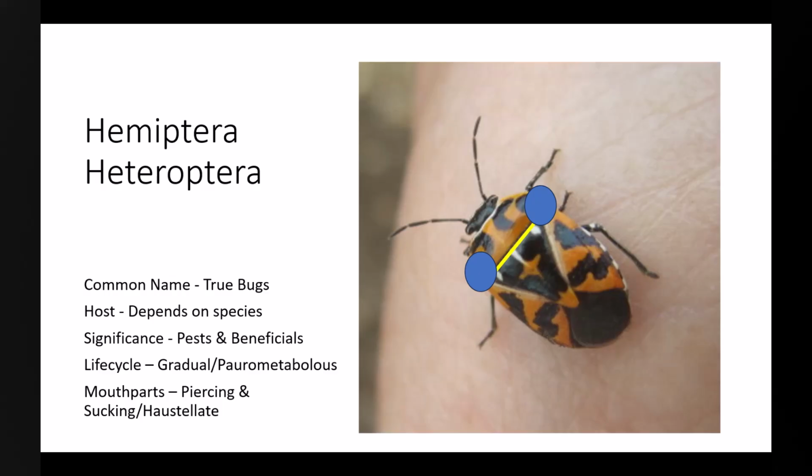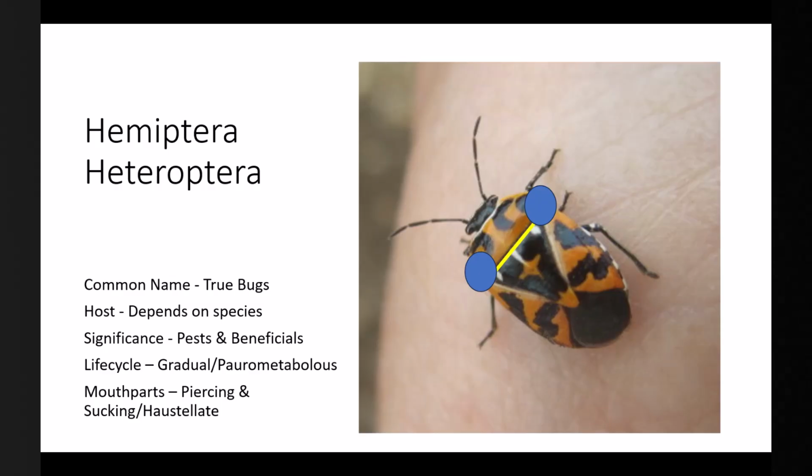Starting out with the suborder Heteroptera, these are all the true bugs, and their host is, again, going to depend on the species. They're pests and beneficial. All have a gradual paurometabolous life cycle and piercing and sucking mouthparts because they're within the order Hemiptera. We're just subdividing them out. So the suborder Heteroptera are all of the true bugs, and the way that their wings lay over their back is how you can easily identify them.